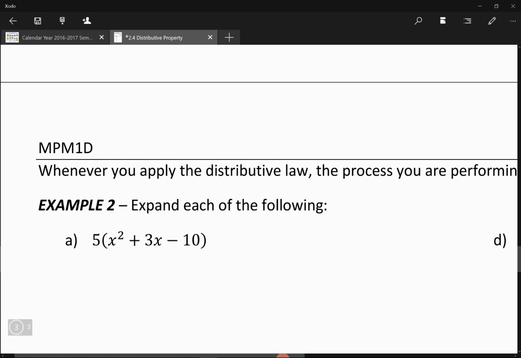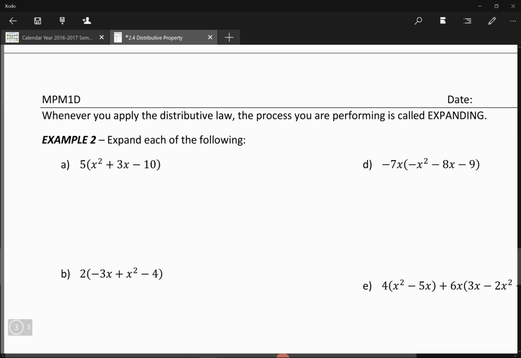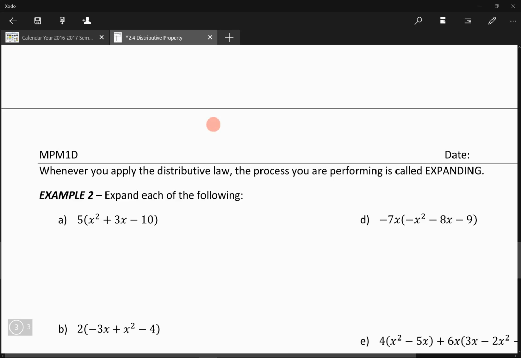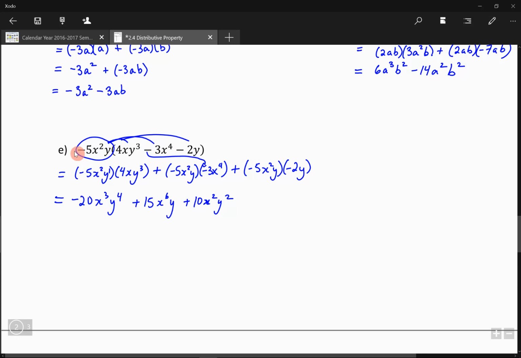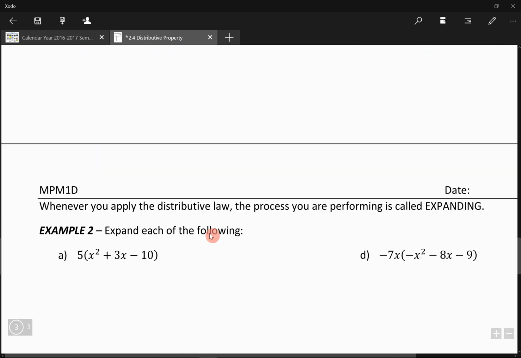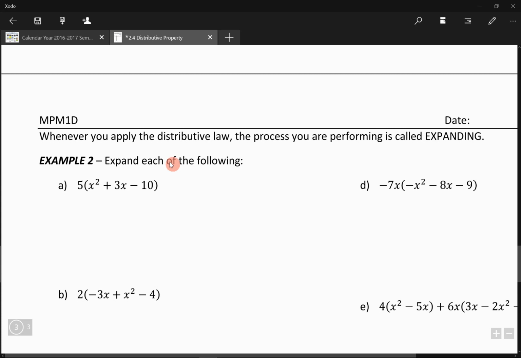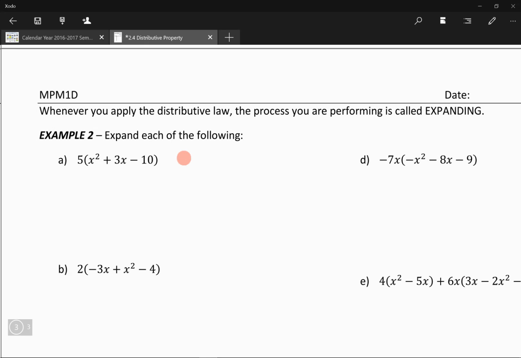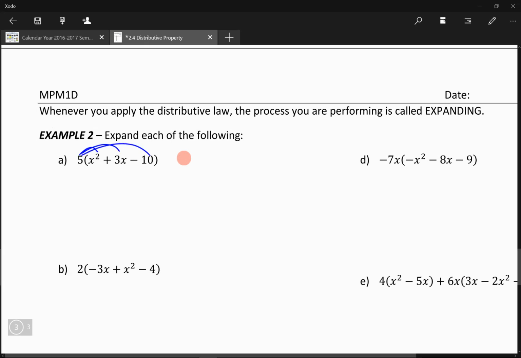So whenever you apply the distributive law, this process you are performing, and I mentioned it briefly, is called expanding. It's like you're expanding the number of terms, removing those brackets and creating this expanded form, okay? So when I say expand each of the following, it means use the distributive property, okay? So expand, again, multiply the 5 with everything inside.